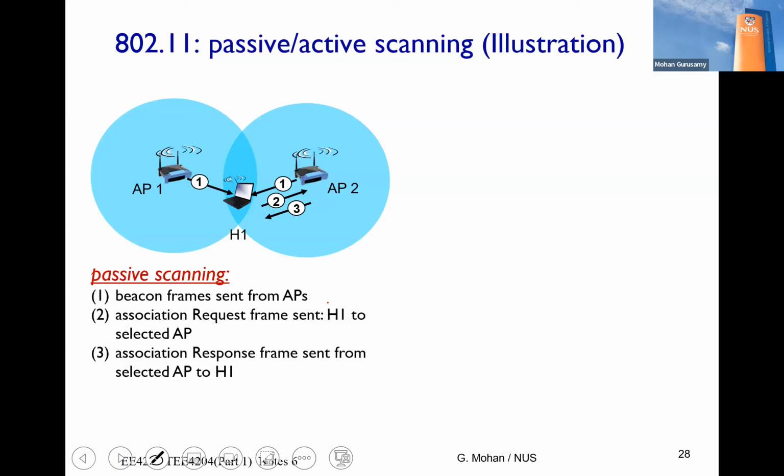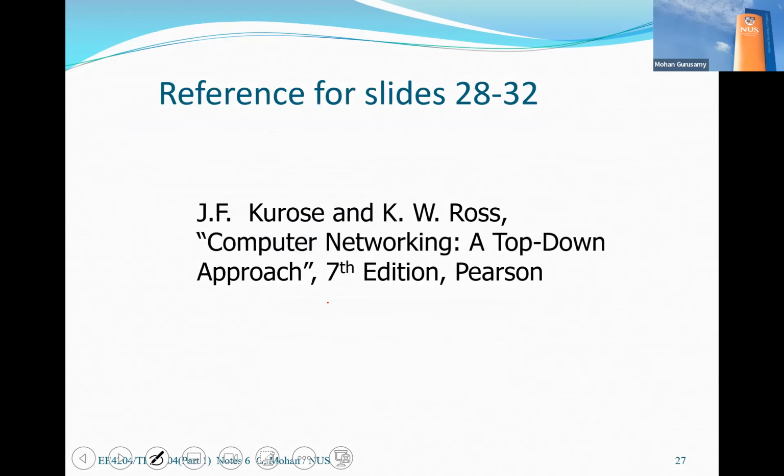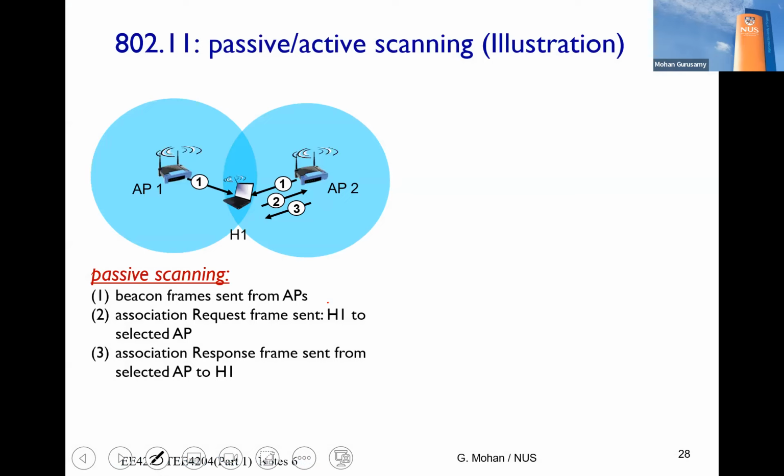And we illustrate the same scanning methods with another illustration, which I take from another book. So you can see this example, an illustration of passive scanning. There is AP1 and the circle shows the reachability of AP1. That means this access point can serve any host within the circle. AP2 can serve any nodes in the second circle. In the case of passive scanning, the first step is that beacon frames are sent from the access points. So access point 1 sends a beacon frame, access point 2 sends a beacon frame. These beacon frames are sent periodically.